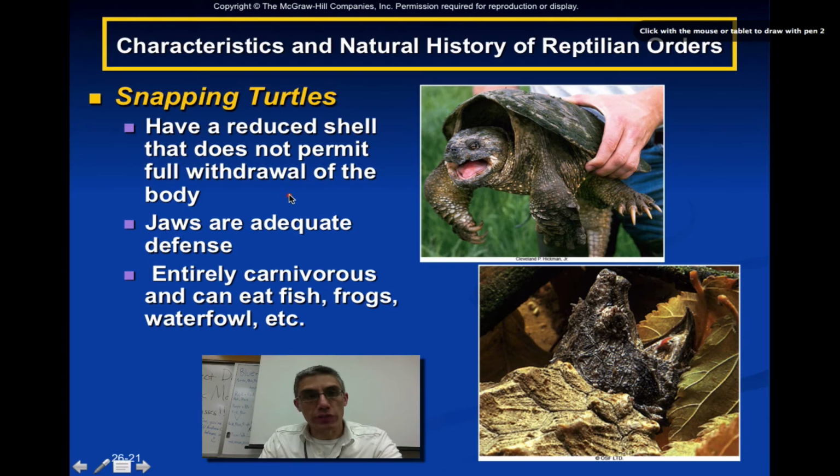So on the opposite extreme, we have a group of animals here, the snapping turtles, that really have lost the ability to even partially withdraw their body into the shell. And so because of this, they've had to develop other ways to defend themselves. As most of us know, snapping turtles are famous for their very extreme aggression and their ability to clamp on and defend themselves using their jaws. Their jaws are extremely strong. Now, because of that, most of these animals are considered carnivorous, which means they feed on fish, frogs, waterfowl, and pretty much anything else they can get their mouth on.